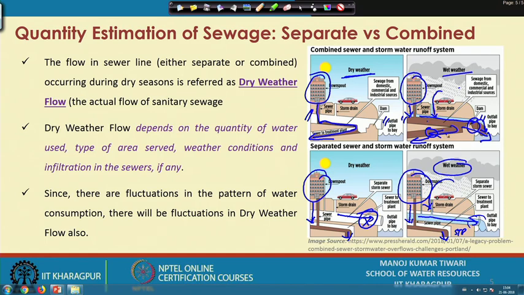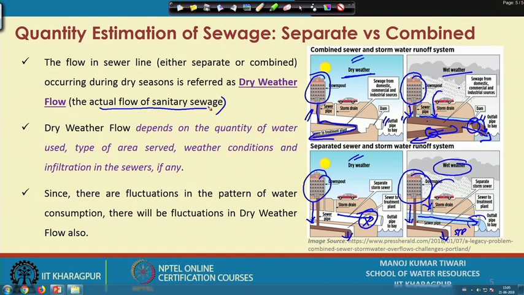Now, the flow in the sewer line, either separate or combined, which occurs during the dry season, is referred to as dry weather flow. Whether it is a combined or separate sewer network, in dry weather there is no stormwater runoff. So, whatever flow is generated is actually the flow of the sanitary sewage. This is what is referred to as dry weather flow in terms of the sewer network.